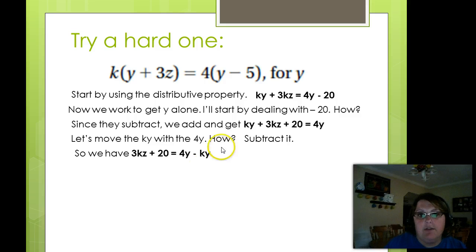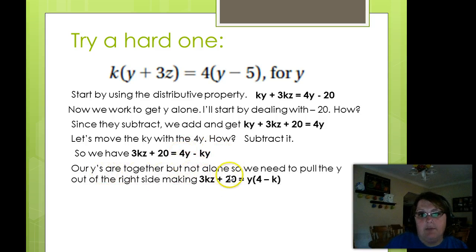Now, I have to tell you, this is kind of where I got stuck for a few minutes when I was working on this on my own, because it's been a little while since I've thought about this stuff. And I realized that this is a special situation that we need to deal with. Our y's are together, but they're not alone. So we need to pull the y out of the right side. So we're going to take the y away from here and away from here. So that leaves us 3kz plus 20 the same. And then this is how I can show that I pulled that y out. So I have y and then in parentheses 4 minus k.